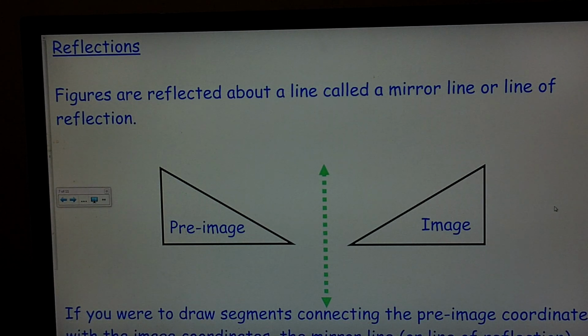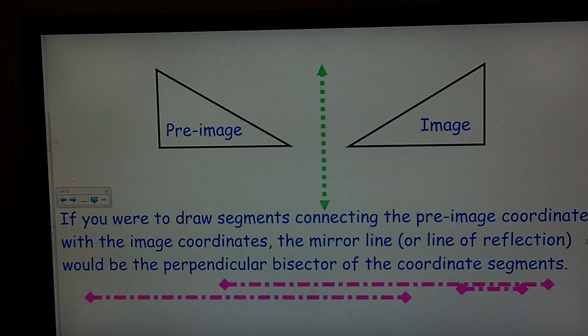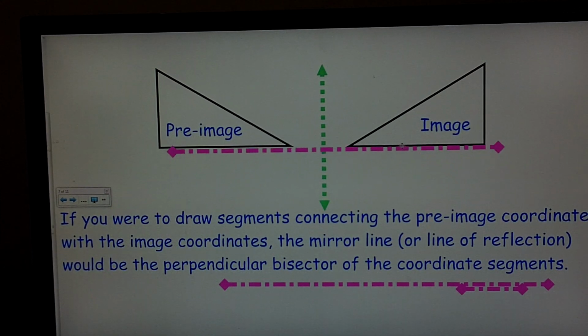Figures are reflected about a line called a mirror line, or as your textbook refers to it, a line of reflection. Basically, we have a pre-image that has been reflected over the line that is given. Something that's a fun fact, just like with translation and its vectors, the mirror line acts as the perpendicular bisector of the segments between each point.